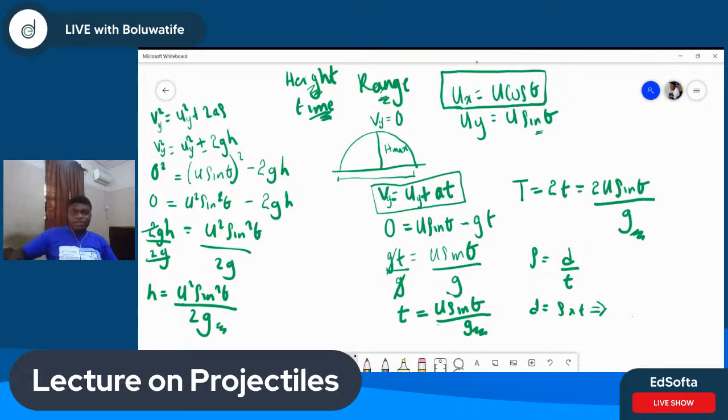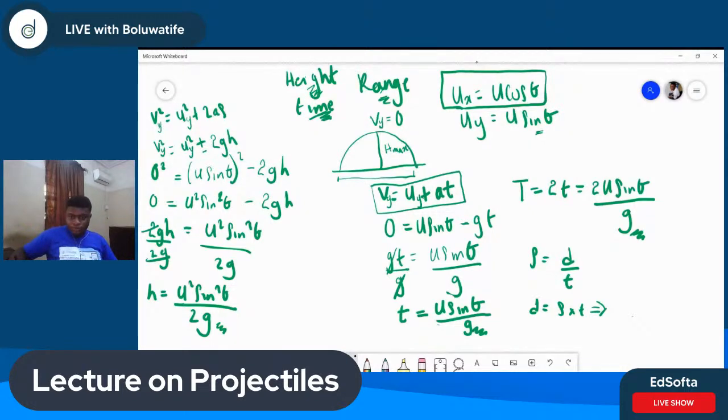Okay, we're going to be using the x component of our speed, because this means we're finding the horizontal distance. So h is the vertical distance, and range is the horizontal distance. Having said that, I'm going to be using this as my speed.